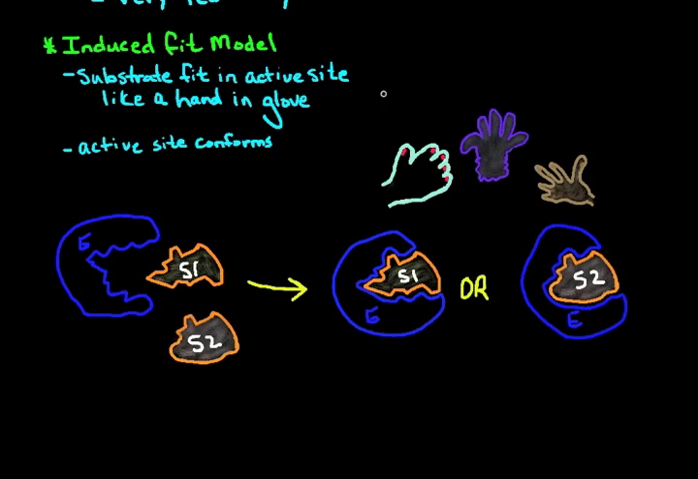This is called the induced fit model, and with the induced fit model, it's different. Instead of a lock and a key, you should think about this model as being more like a hand fitting into a glove. I was trying to show two completely different types of hands here. This actually maybe looks like Gollum's hand from Lord of the Rings. Anyway, gloves are almost always one size fits all, right?